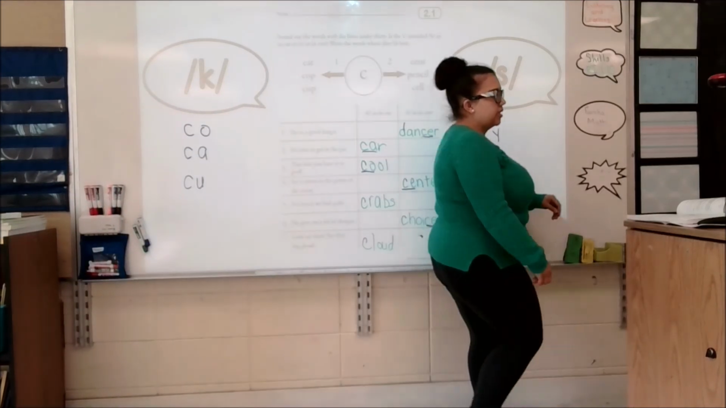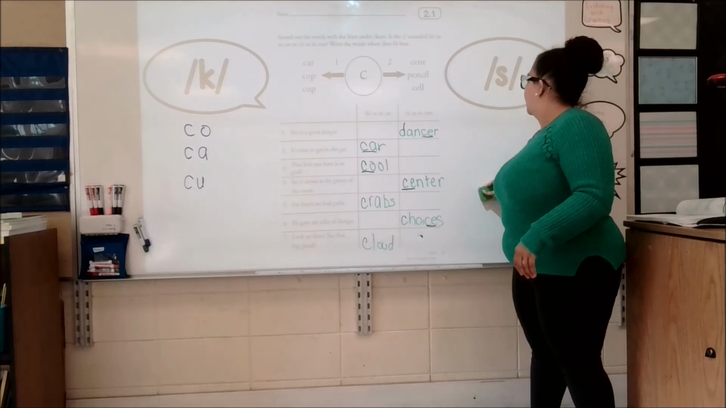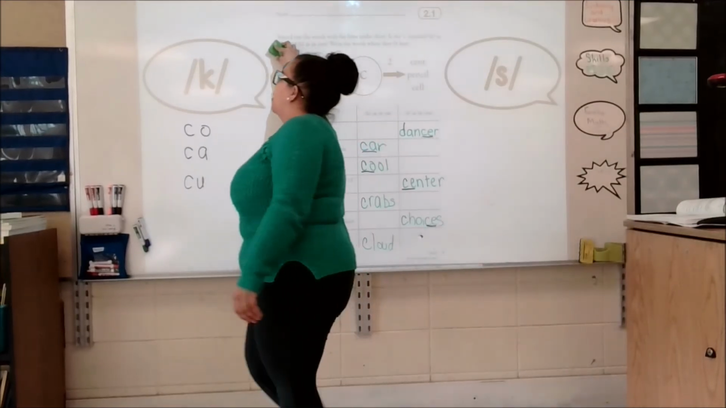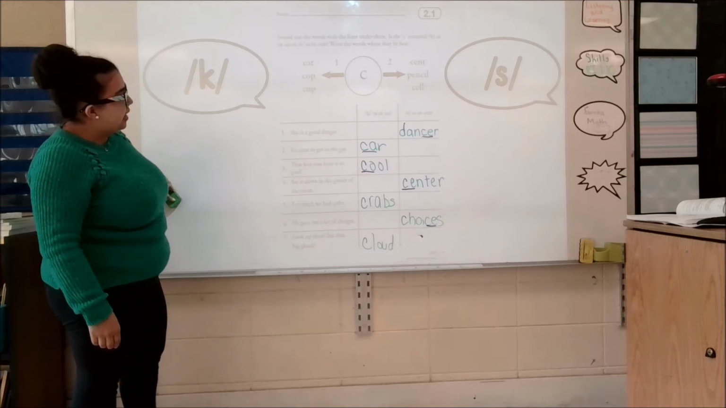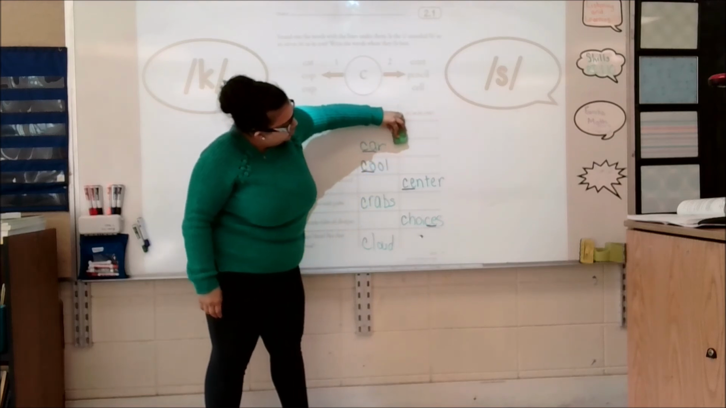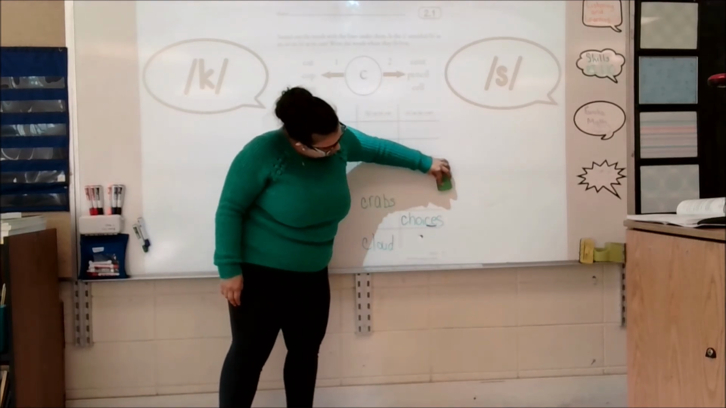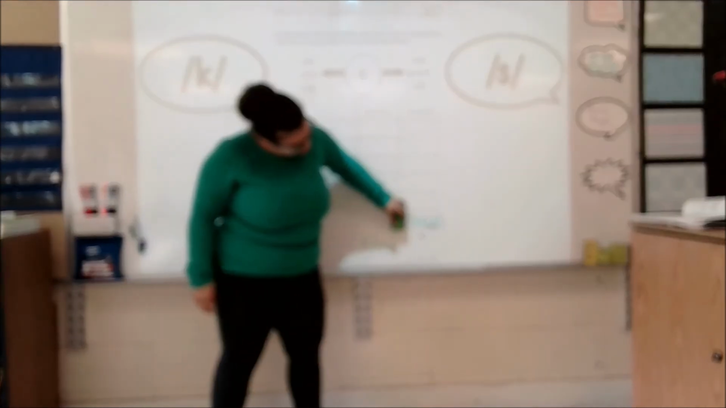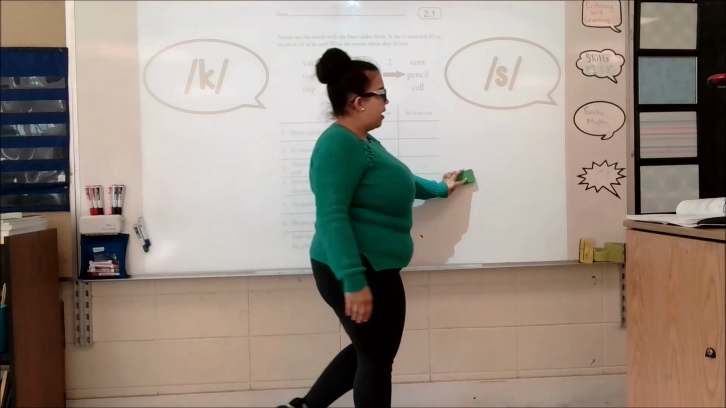So you'll be prompted to give me a picture of it. But what else are you going to be prompted to do? I'll show you in a second. Hold on. I'm strategically erasing just to make sure that you have a spot where you can pause and see that just in case. At the top: dancer, car, cool, center, crabs, choice, cloud, on a cloud.